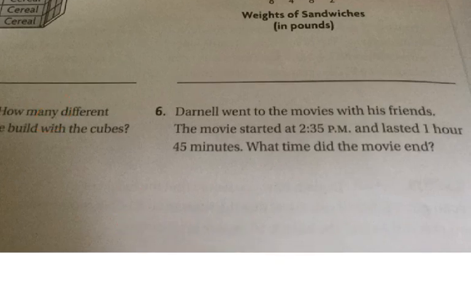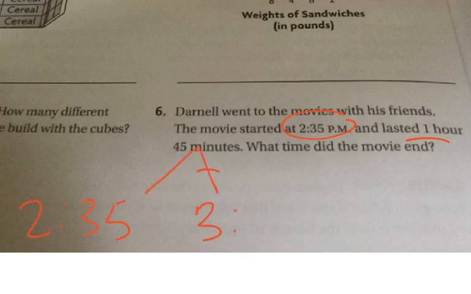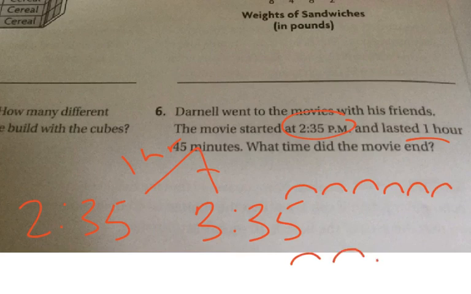Darnell went to the movies with his friends. The movie started at 2:35 p.m. and lasted 1 hour and 45 minutes. What time did the movie end? So remember, we talked about this. That one hour would be 3:35. And then I'm going to add 45 minutes. So I'm going to go by 5s. 5, 10, 15, 20, 25, 30, 35, 40, 45.